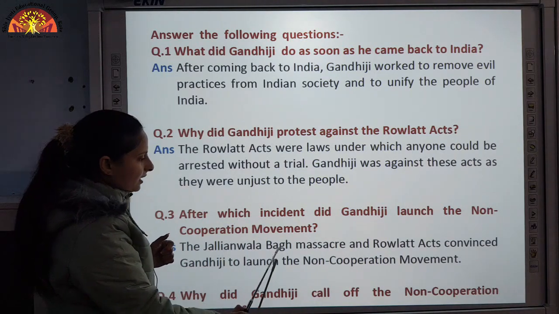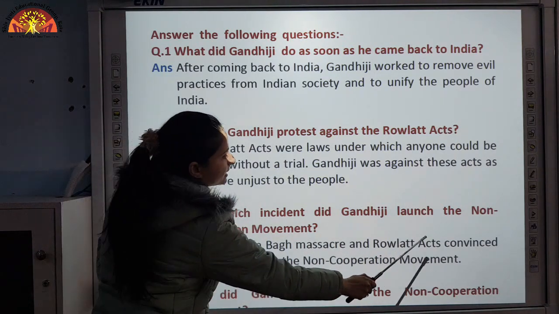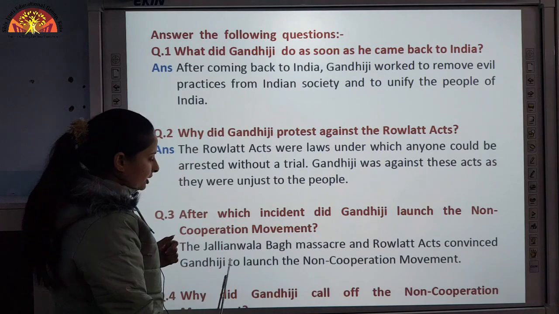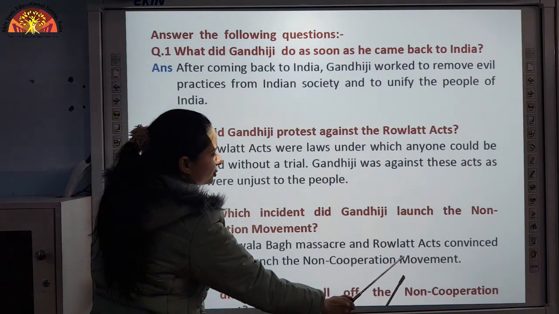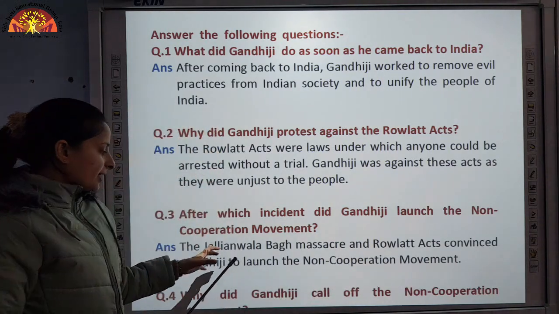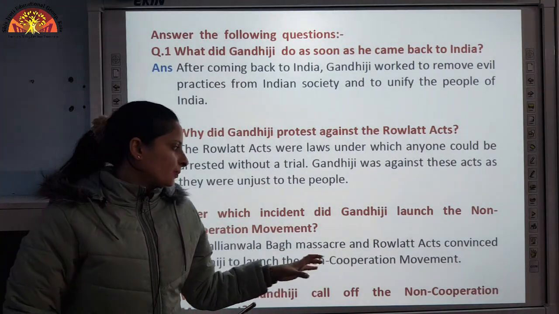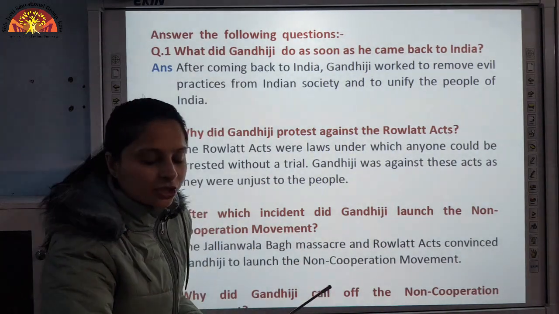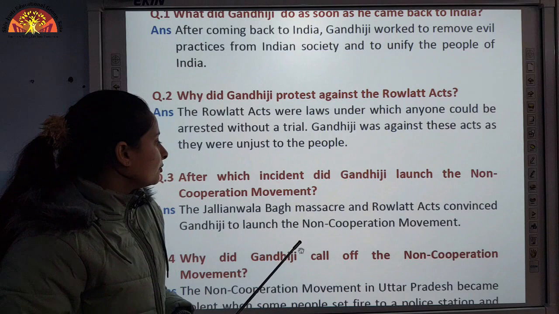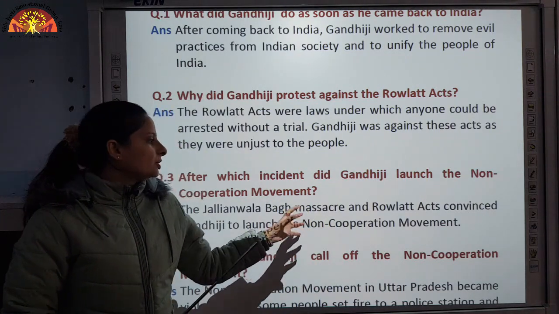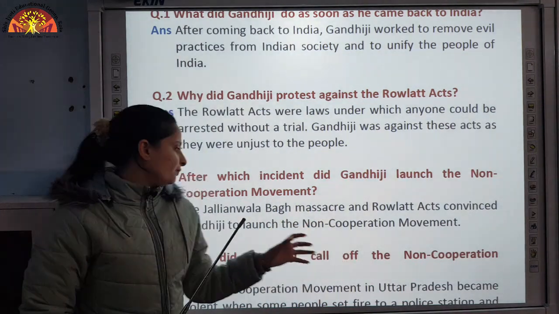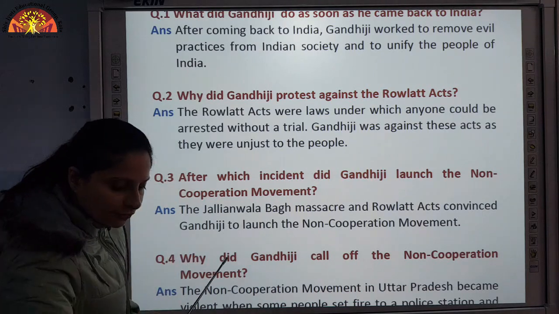After which incident did Gandhiji launch the non-cooperation movement? The Jallianwala Bagh massacre and Rowlatt Act convinced Gandhiji to launch the non-cooperation movement. When Jallianwala Bagh massacre took place and the Rowlatt Act, which was passed by the British, it convinced Gandhiji to launch the non-cooperation movement.